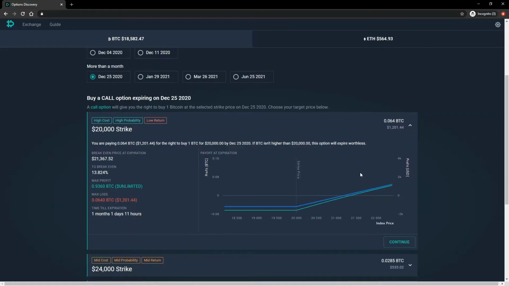$21,367.52 in this case. This is the price at which the option position will have made exactly 0 Bitcoin at expiry. For long call options, any price over this at expiry will result in a profit, and any price below this at expiry will result in a loss. The percentage above the current index price that must be reached to get to this break-even price at expiry is also given. The maximum profit and loss are both displayed in BTC terms and also in brackets in USD terms.